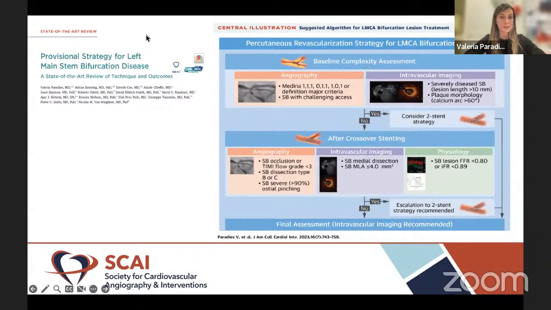At intravascular imaging, side branch medial dissection or MLA lower than 4, and look at the functional assessment of side branch impairment by means of FFR or iFR. And based on the impairment of one or more of these findings, consider to escalate to two stents. And of course, a final assessment with intravascular imaging, because it provides information about expansion, apposition of the stents, and geometry of the bifurcation. Thank you.